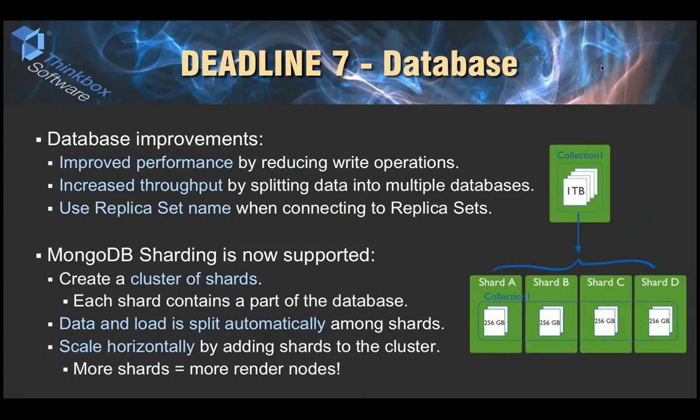So I said this at the beginning, but a major announcement for us in terms of usability and performance improvements in Deadline 7 is that by having more shards, you effectively can have more render nodes. How many render nodes can Deadline support? Well, kind of the answer is irrelevant now, because it's dependent literally on how many shards you increase by.